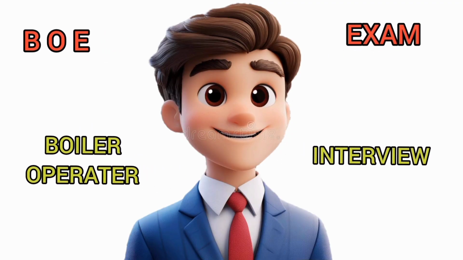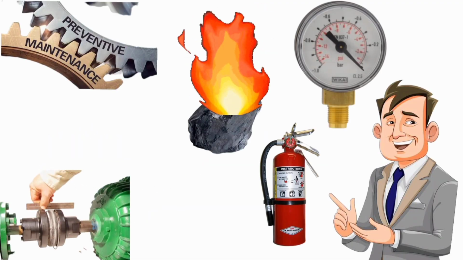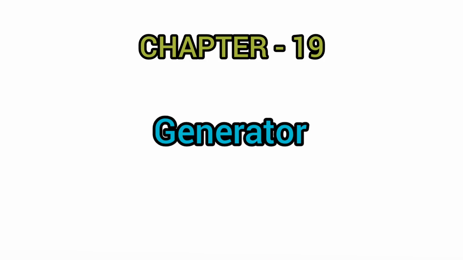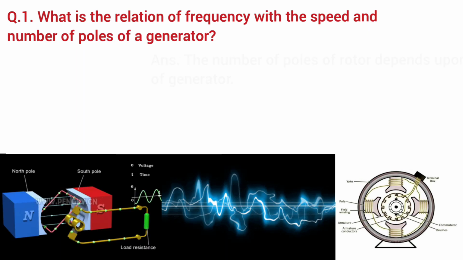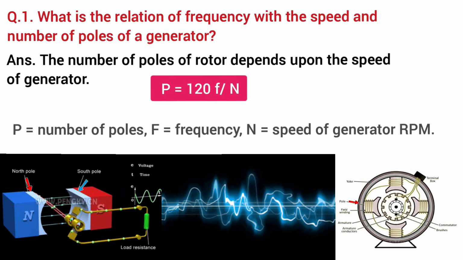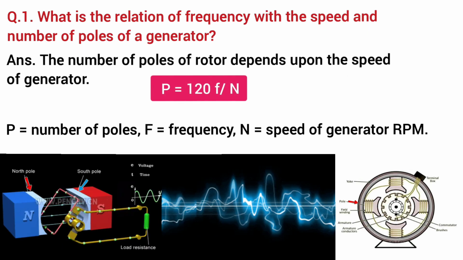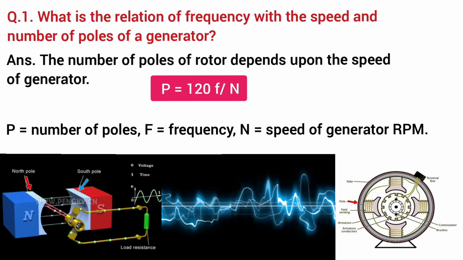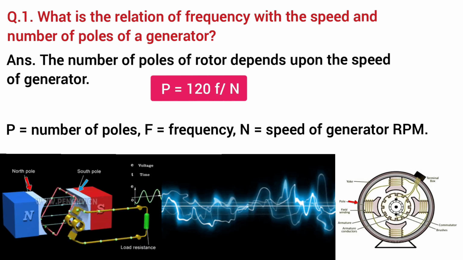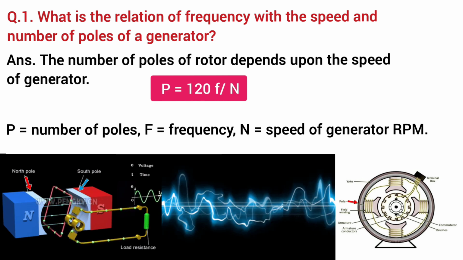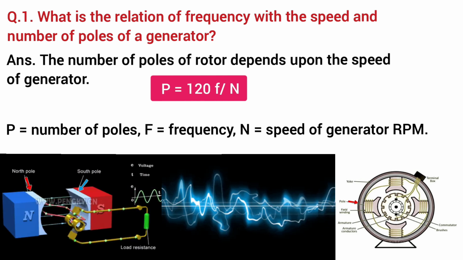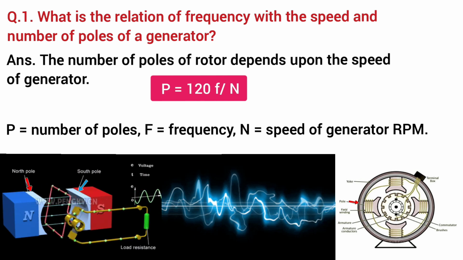What is the relation of frequency with the speed and number of poles of a generator? The number of poles of rotor depends upon the speed of generator. P is equal to 120 F divided by N. P is equal to number of poles, F is equal to frequency, N is equal to speed of generator in RPM.